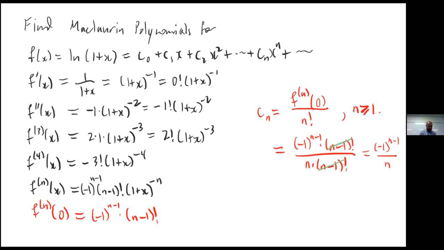By the way, what is C0? Think about it. Remember, C0, wasn't that just f of 0? That's how we would have gotten that, yeah? And what happens if I plug 0 into the logarithm function? What do I get? Logarithm of 1, which is 0, yeah? So C0 is that. Okay, and the rest of the terms, so this term right here is going to be (-1)^(n-1) over n times x to the n, yes?